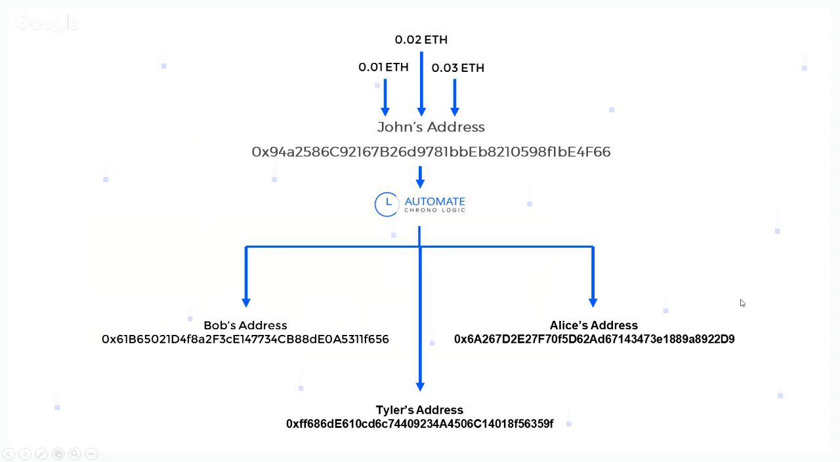After you have set up those, for example, this is John's address. So these are the triggers: 0.01 ETH, 0.02 ETH. Once John receives one of these amounts, it will trigger a transaction and send it to these different addresses. So let's dig into the detailed process.